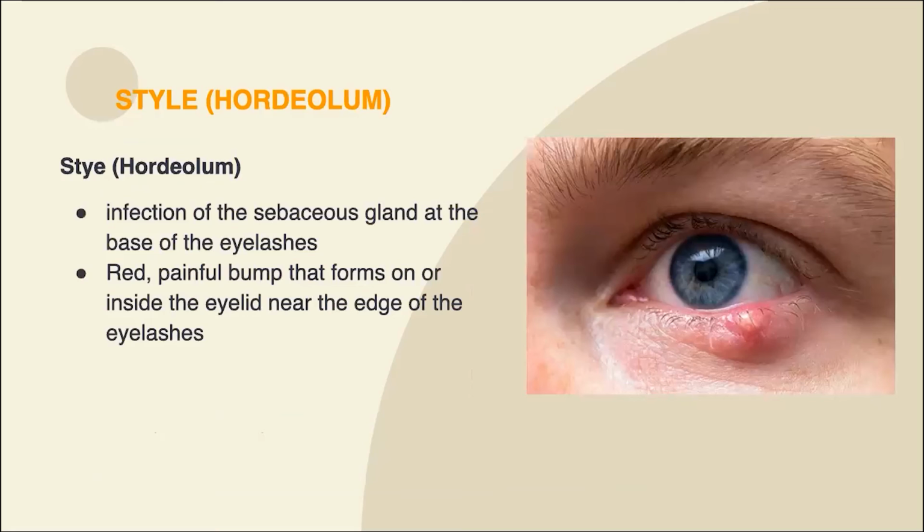Last would be sty. Sty is also called hordeolum. It is an infection of the sebaceous gland at the base of the eyelashes. As seen in the picture, it appears as a red, painful bump that forms on or inside the eyelid near the edge of the eyelashes.